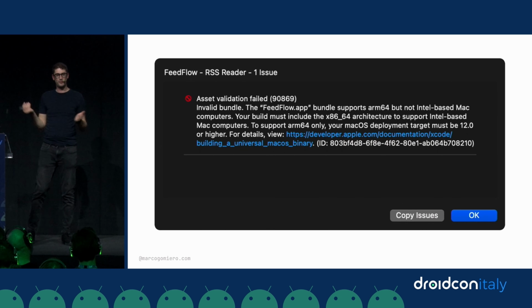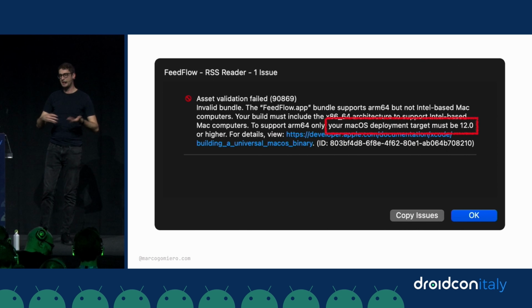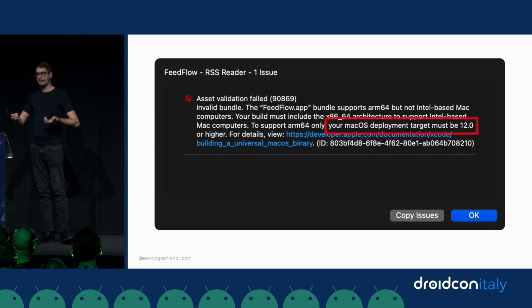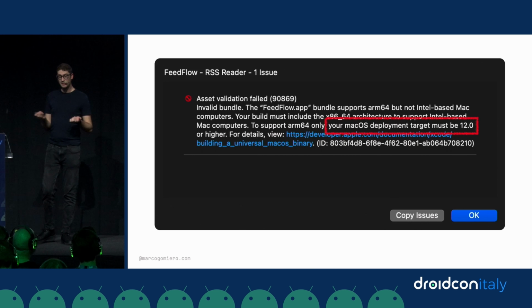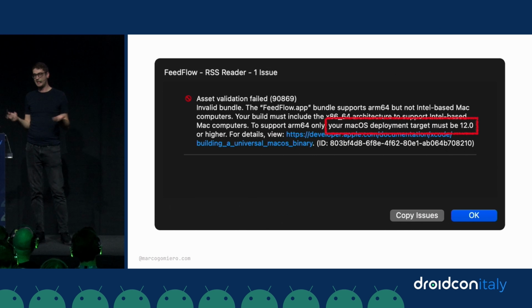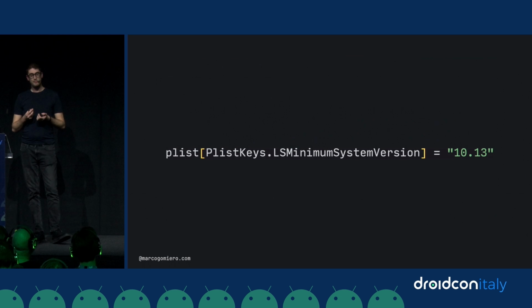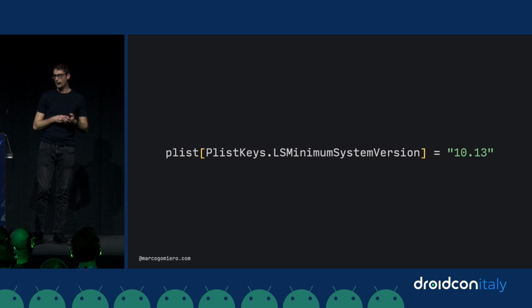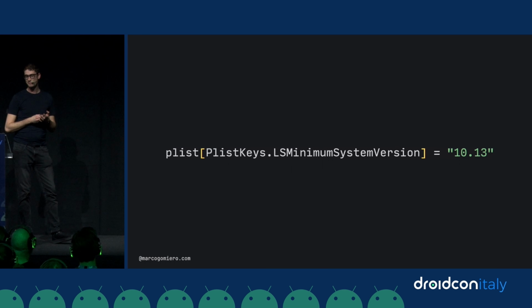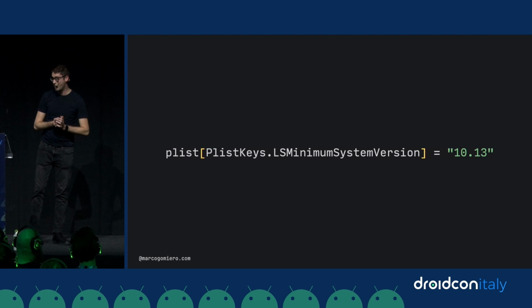Apparently, you need to target at least macOS 12 in order to submit only Apple Silicon stuff, which I didn't know about. I didn't set any minimum targeting version, so what the hell is going on? Well, apparently, in the Compose Multiplatform Gradle plugin, there's a nice hard-coded minimum version of macOS.